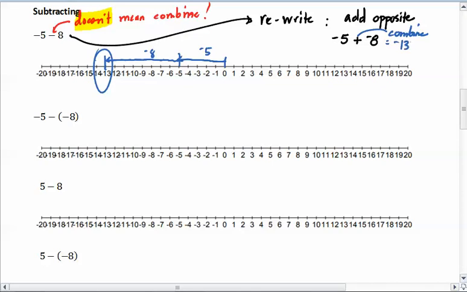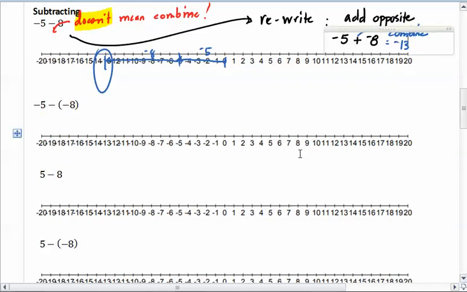So what I tell my students is, look, don't ever leave a subtraction. Don't. Because if you look at the dictionary, it means add the opposite. So let's go ahead and do this. Let's fix all the subtraction signs.